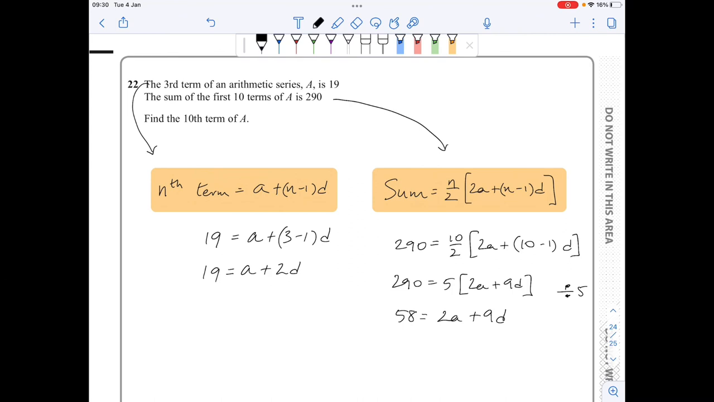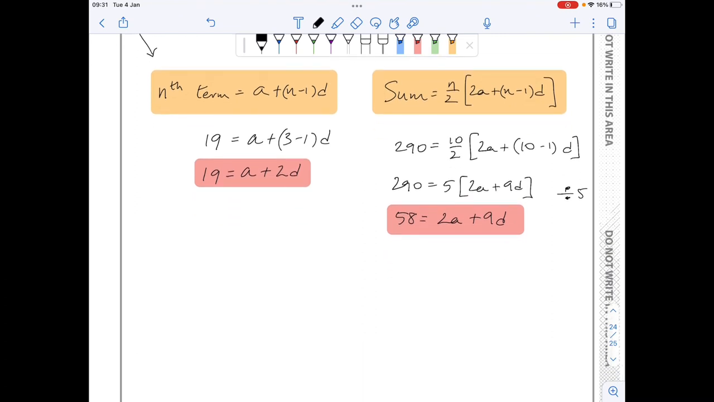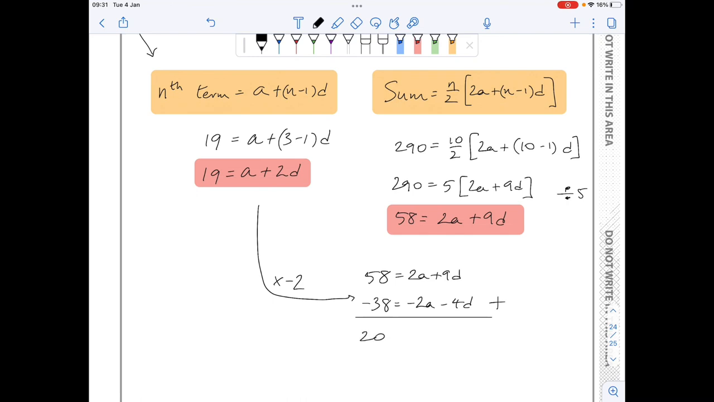And now I have two simultaneous equations. I can solve them either by using substitution or by using elimination. I'll try and do elimination. So I've got 58 equals 2a plus 9d. That's the second one. I'm going to multiply this one by minus 2. So I'm going to get minus 38 is equal to minus 2a minus 4d. Note, there are many approaches when you do elimination depending on the letter you want to eliminate. So in my case, I have 20 equals to 5D. So D comes out to be 4.